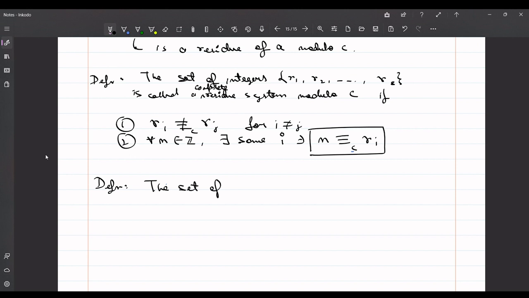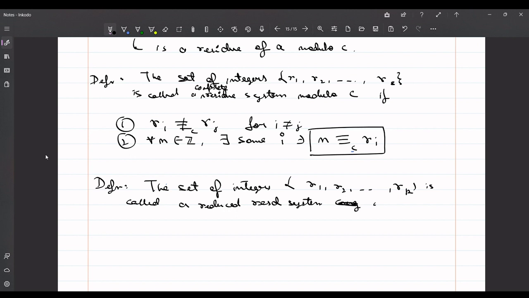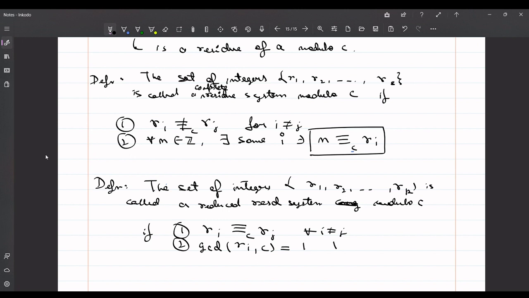So I'm writing it. The set of integers R1, R2 till say RK is called a reduced residue system modulo C if point number one is the same, that is Ri is incongruent to Rj modulo C for all i not equal to j. Point number two, that the GCD of any number from the set with this C is 1. That is, every single number present in this set is co-prime with C, for all i.